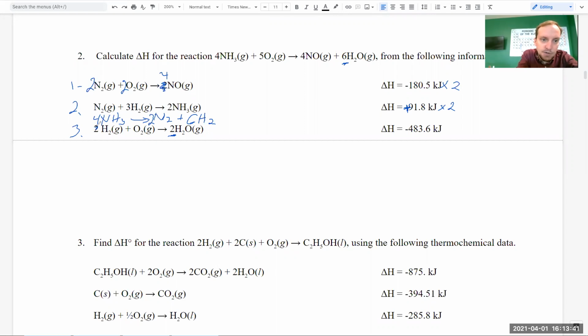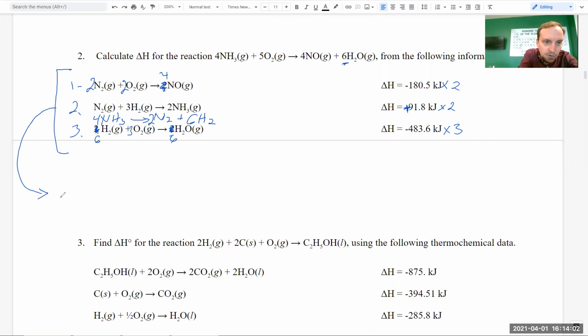So instead of 2H2, that's going to be 6H2. This will be, instead of 1, it'll be 3. And instead of 2, this will be 6 as well. Multiplying everything by 3. So I need to multiply this by 3. All right, now I'm going to go ahead and combine all of this into one massive equation.